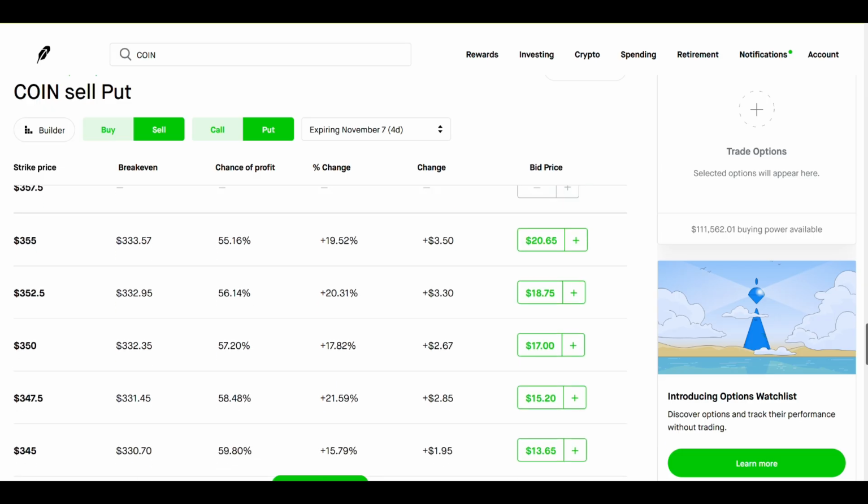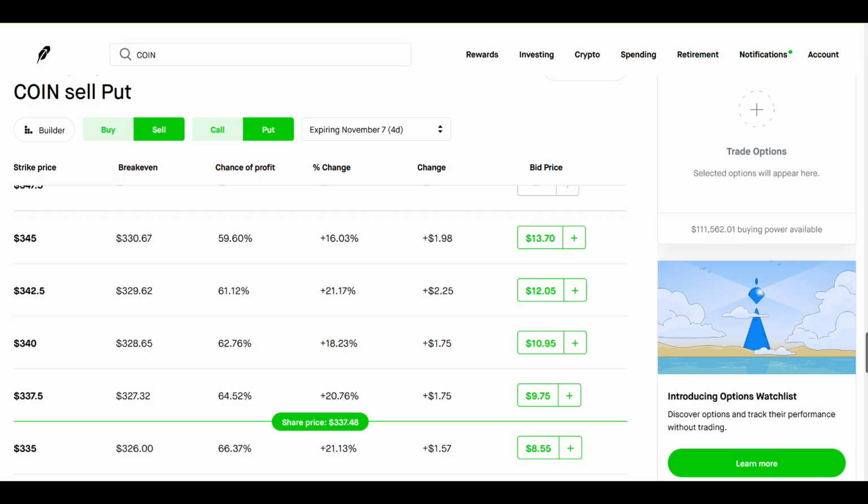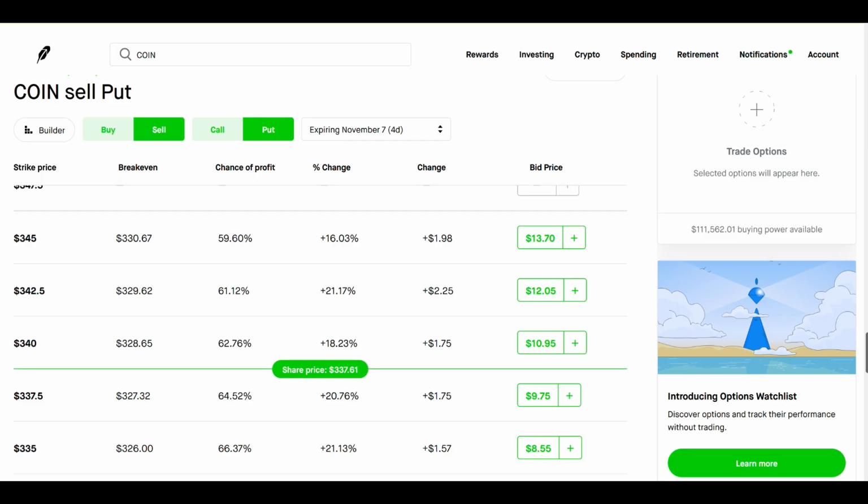So for me, Coinbase, my opinion is that 350 is a good price. Right now it's at 337. So I think that's a good price for Coinbase. I'm going to go a little bit lower, just below the current strike price. Right now 337.6 is the price.